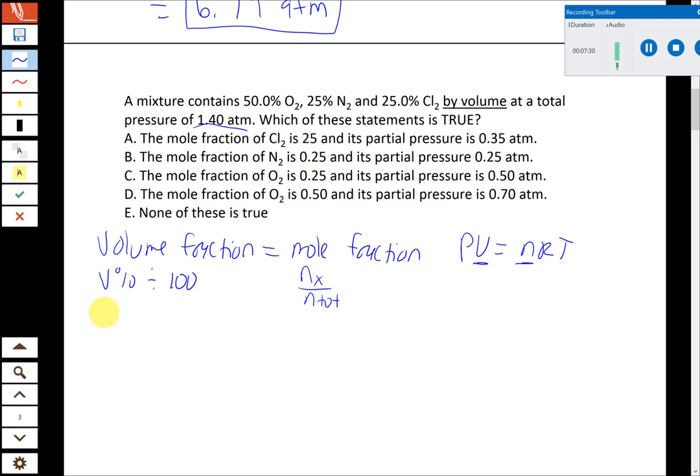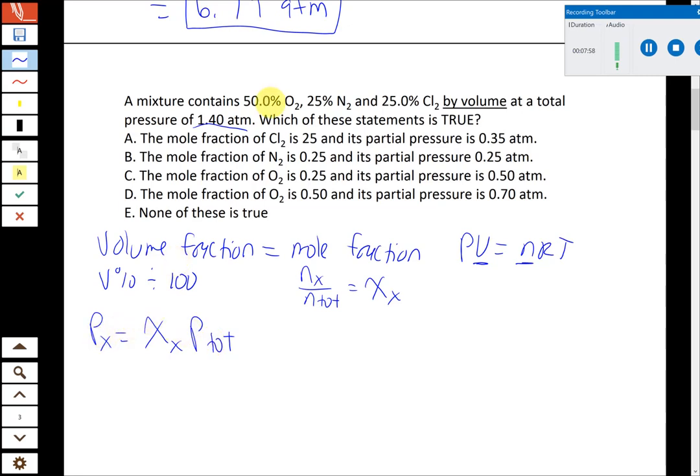The other thing that's important is that if we're talking about a mixture of gases and we want to find the partial pressure of a gas X, one of the gases in the mixture, that's going to be equal to the mole fraction of X, abbreviated as chi, the Greek letter chi, times the total pressure. So the partial pressure is always going to be mole fraction times total pressure. That's what we're basically going to be doing in this problem, evaluating these situations.